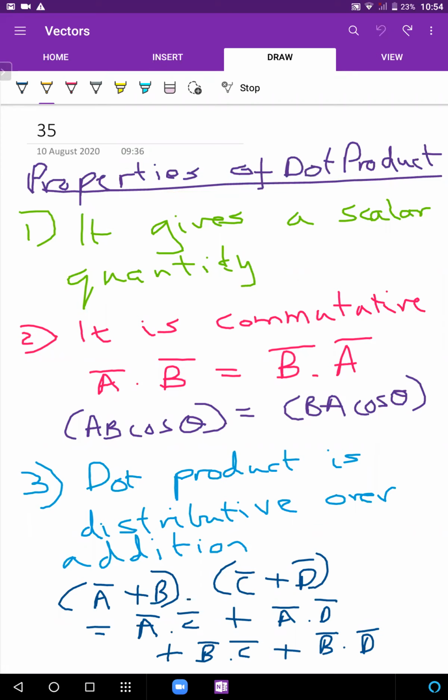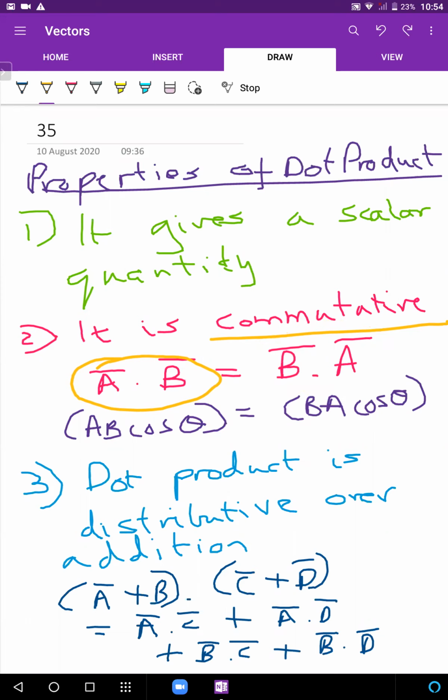The second property is it is what we call commutative. Commutative is a mathematical term which means that when we say a particular operation is commutative, it means if you reverse the order of the operation, it will make no difference. What does commutative actually mean? It means that instead of A dot B, if you write B dot A, reversing the order, it's still going to be the same. Nothing is going to change. That's the meaning of commutative.